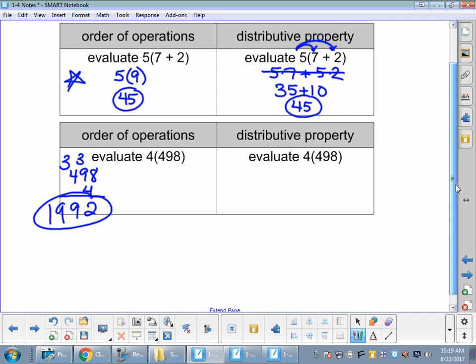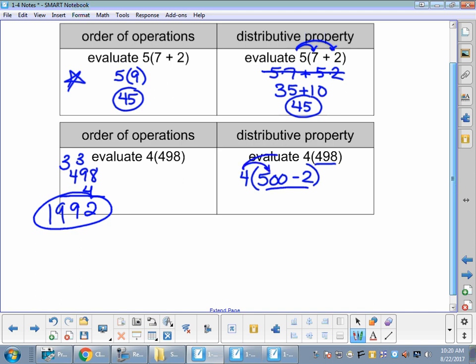But if I use the distributive property, I know 498, I can rewrite that. It's really close to 500. In fact, it's 2 less than 500. So if I replace 498 with a quantity, 500 is really easy to multiply with, and 2 is really easy to multiply with. And so this is just another representation of 498.